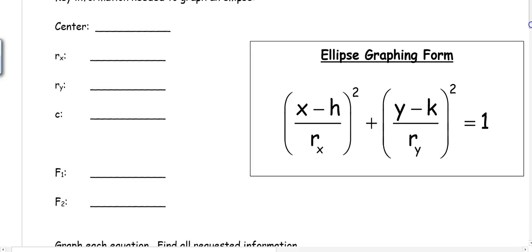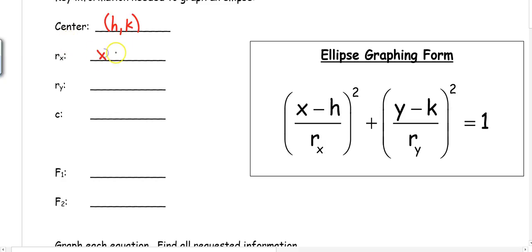The equation of an ellipse is (x minus h) over the radius of x, squared, plus (y minus k) over the radius of y, squared, equals 1. Notice, unlike a circle, an ellipse is always going to be equal to 1. In this equation, our center is (h, k). Because there are minus signs in the equation, we always pull out the opposite, so h and k would be positive in this case.